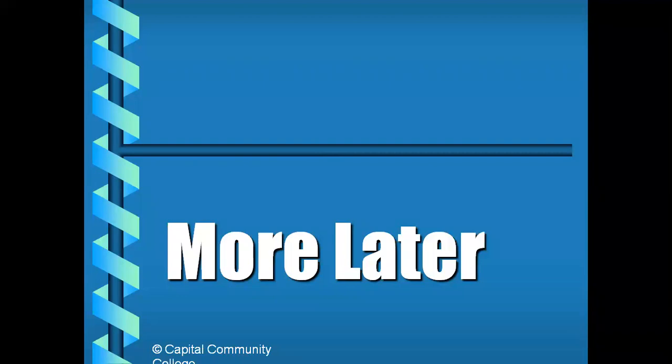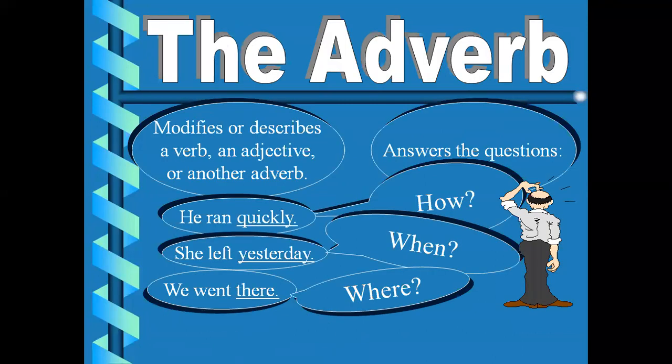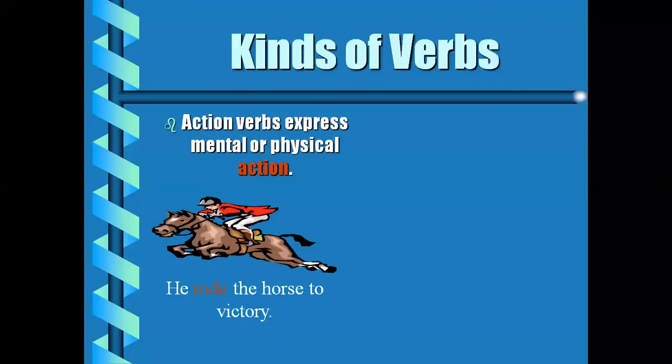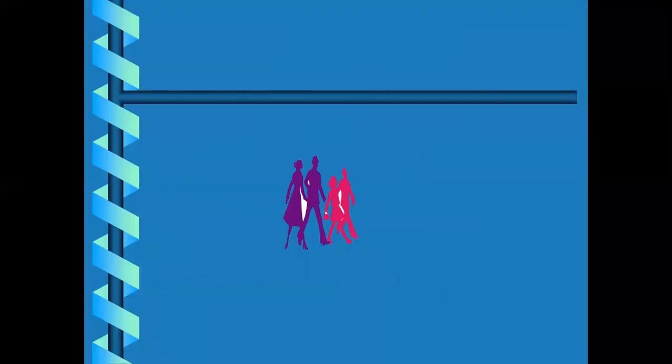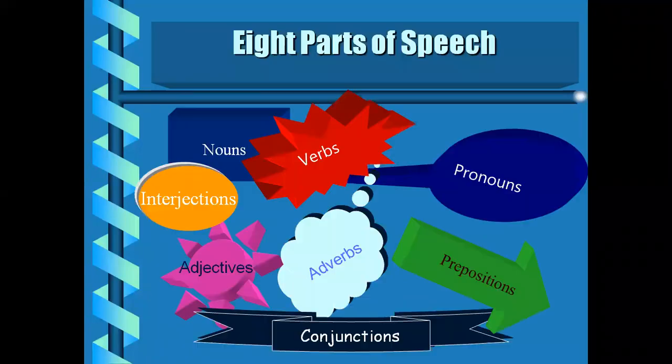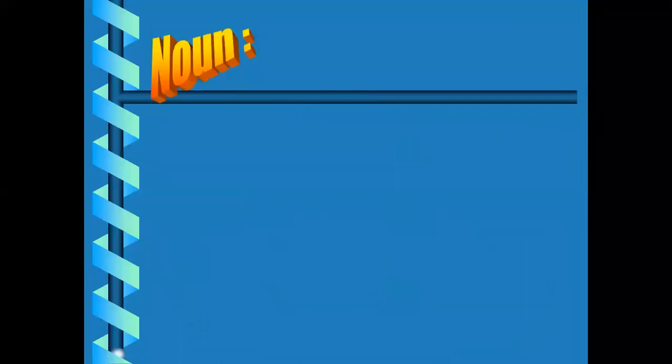Let's revise what we had studied. I'm going to revise but quickly. Okay, I said in English we have eight parts of speech: nouns, verbs, pronouns, adverbs, adjectives, prepositions, conjunctions, and, the last one, interjections. And I explained all of these.